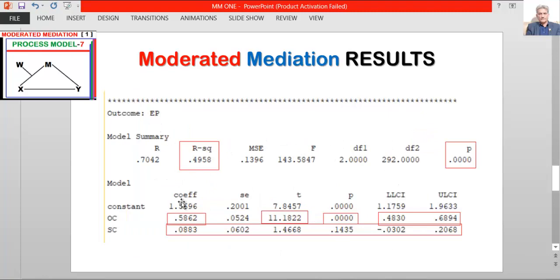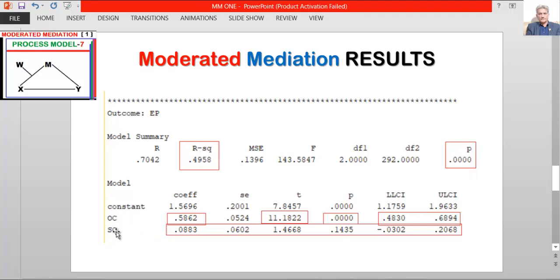Next model from the procedure is where the employee performance has been checked as the dependent variable, as the outcome variable, with two predictors, organizational culture and self-confidence. We can see that R square is 0.49, meaning that 50% change in the employee performance is coming from organizational culture and self-confidence. The result is also significant because p-value is far less than the critical value of 0.05.